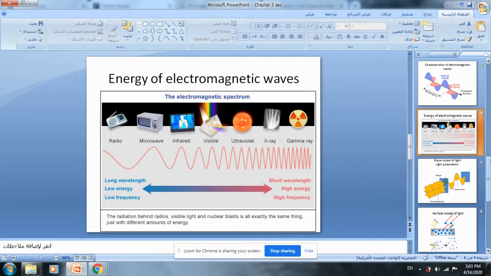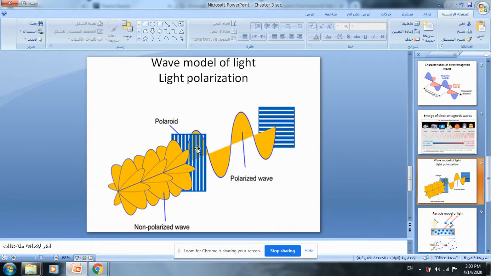If you hear about the wave model of light, you have to think about light polarization. What is the meaning of light polarization? Look at this figure. If you have a bulb here, the bulb emits light in all directions. Now I put slits here that filter the light. After filtering, I will have the light in one direction only.